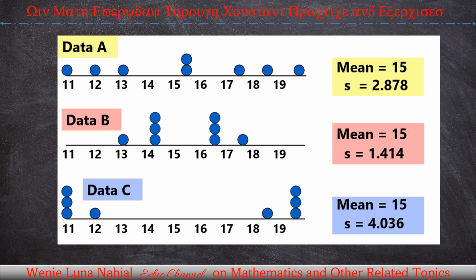Then, in terms of the distribution of the observations in this diagram, again, we can see that they have the same mean for data A, data B, and data C, but their standard deviation differ. The smallest standard deviation is in data A, then data B, which is 1.414, and the highest standard deviation is in data C.